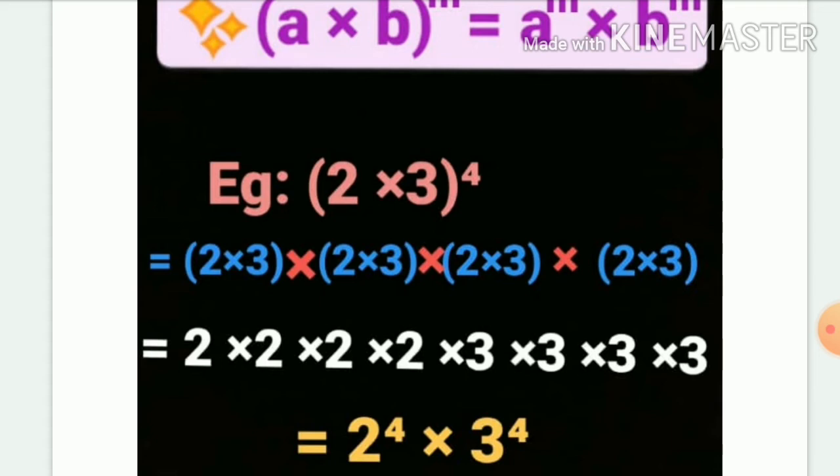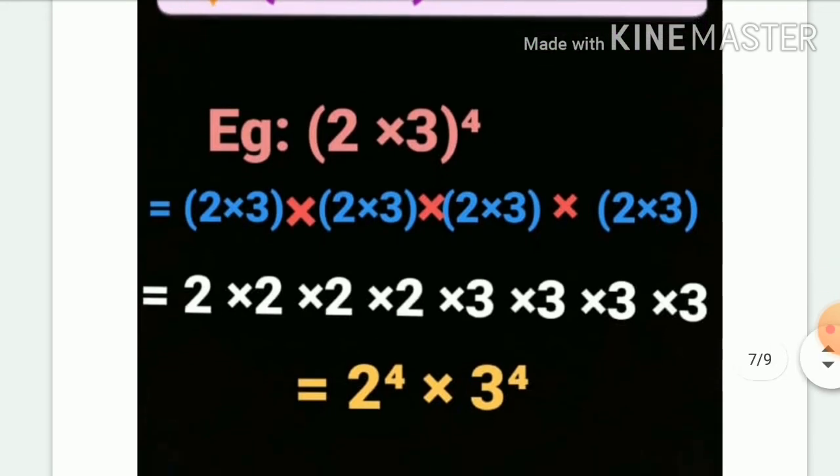Now 3, how many times? 1, 2, 3, 4. So 3 multiplied by 3 multiplied by 3 multiplied by 3. How many times? 4 times. So 2 is coming 4 times, and 3 is also coming 4 times. So 2 raised to how many times? 4, multiplied by 3 raised to 4.